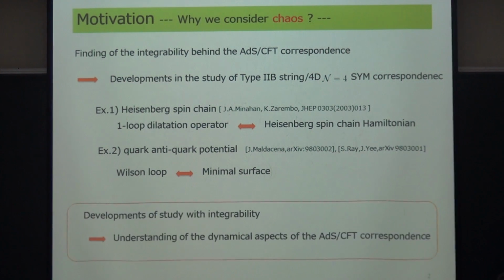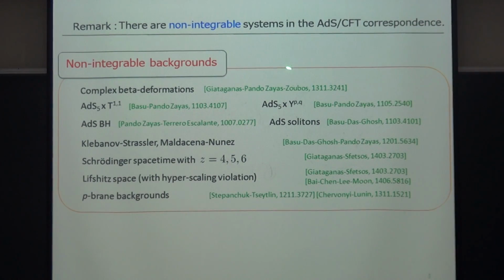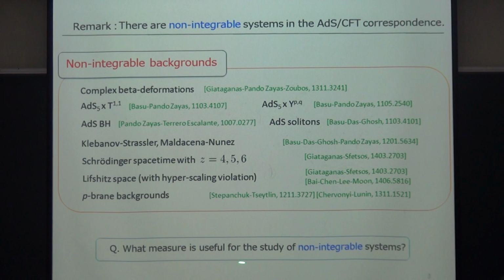So we can say that the development of study with integrability is a key ingredient for the understanding of the dynamical aspect, like spectrums and potentials of the AdS correspondence. But there are important points. That is, there are non-integrable systems in the AdS correspondence. For example, these 10 backgrounds are known to be non-integrable backgrounds. So, important question is, what measure is useful for the study of non-integrable systems like this background? This is our basic question.